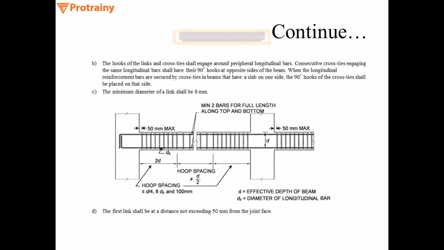easily placed. Another point is the minimum diameter for a link shall be 8 mm. Before 2000, it was 6 mm. But now with the revision, it is a minimum of 8 mm.